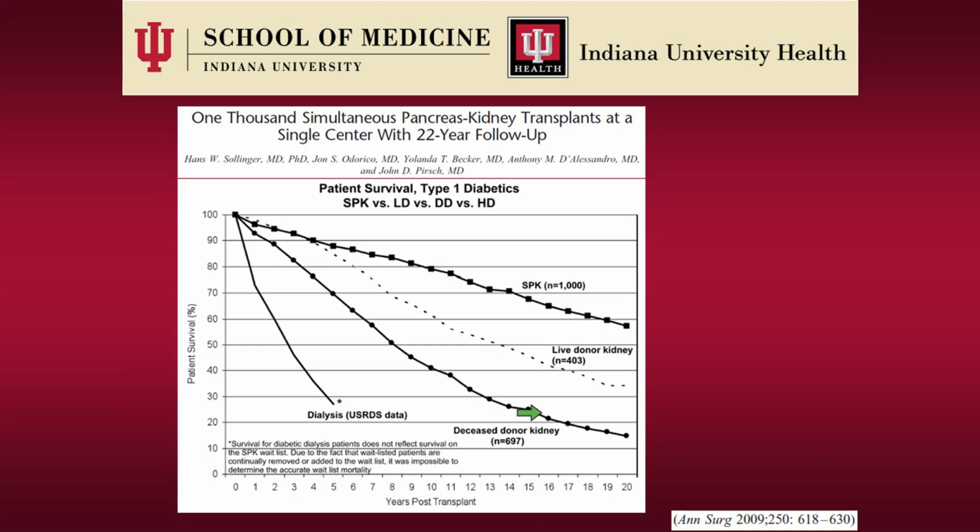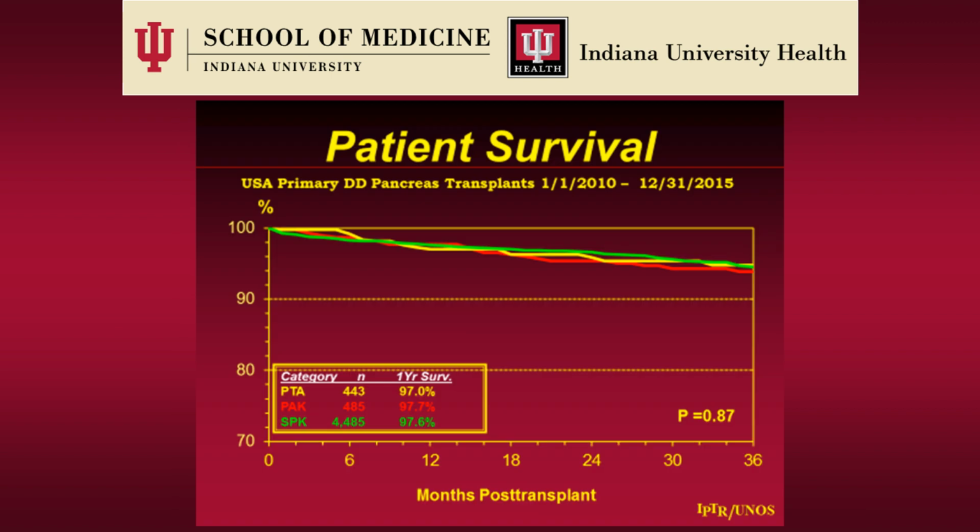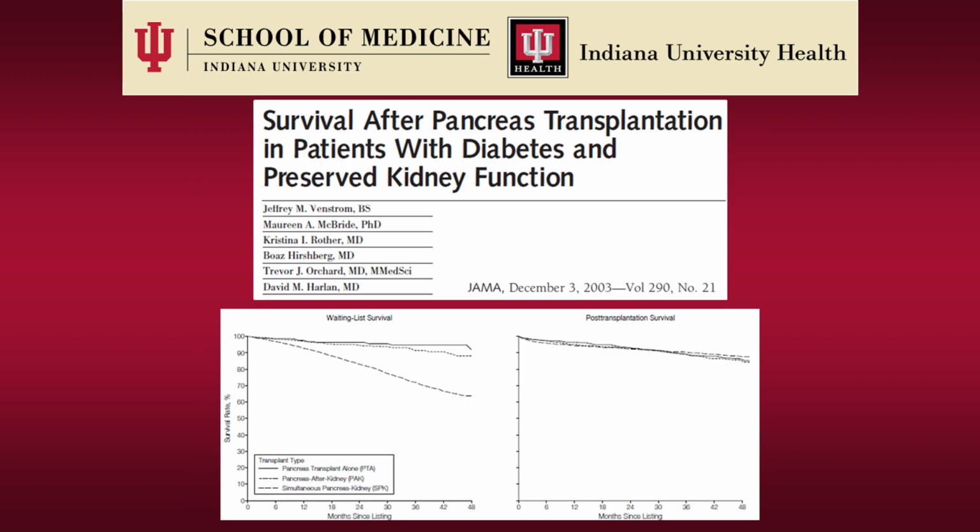But remember, I showed you this slide before, and I'm going to remind you again that the inflection point for the survival advantage was actually at 4 years and beyond. And none of these studies went out beyond 4 years. I'm going to remind you that the patient survival was identical for all 3 types of transplants. Most importantly, this is looking at patients that are listed for a pancreas after kidney and comparing them to patients who got a pancreas after kidney.